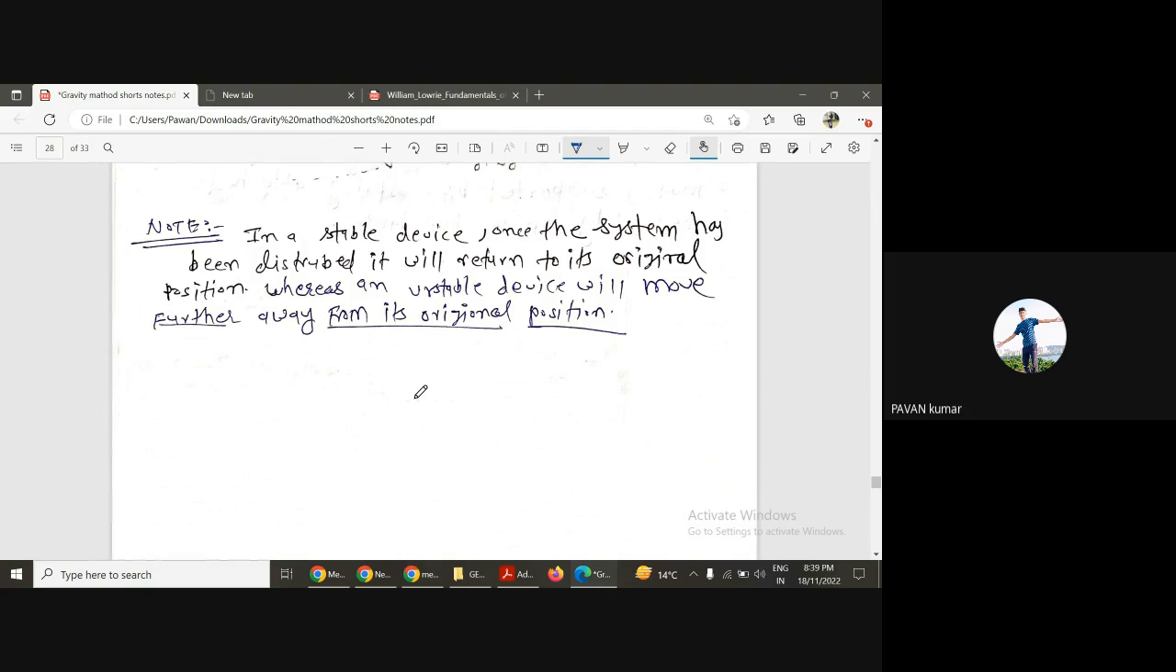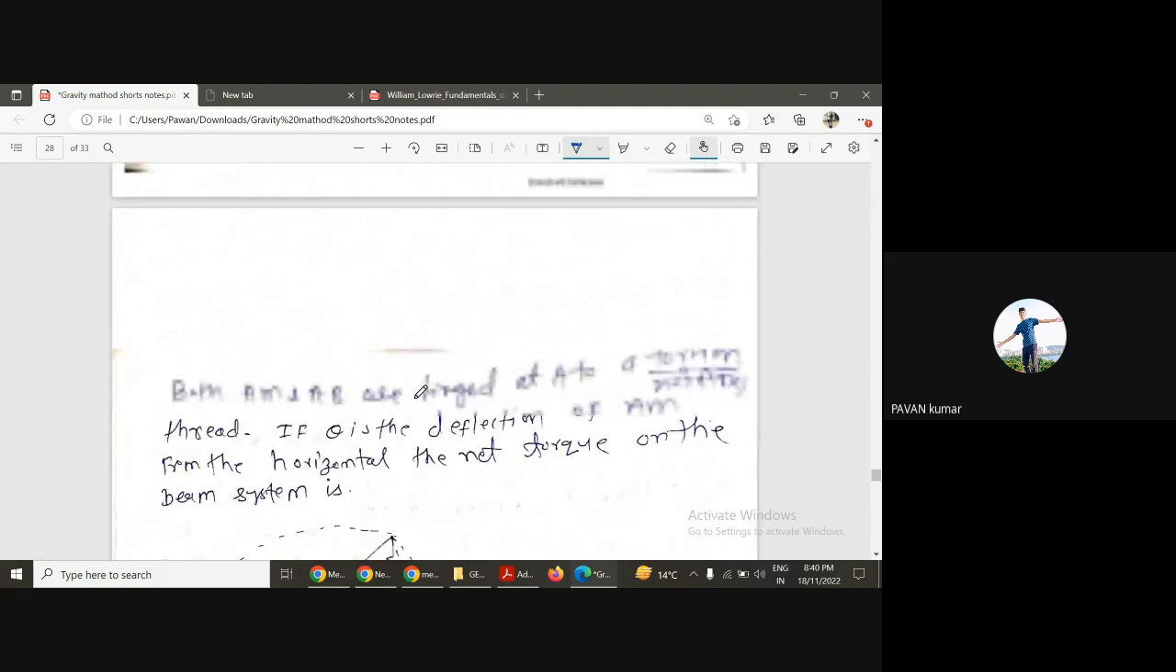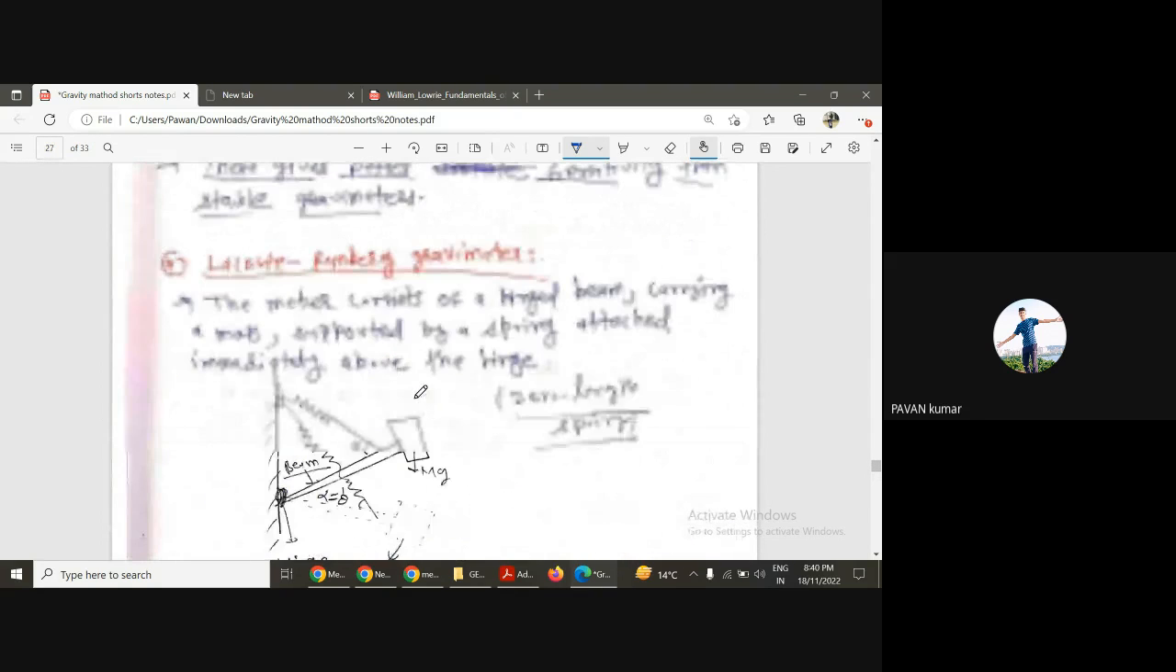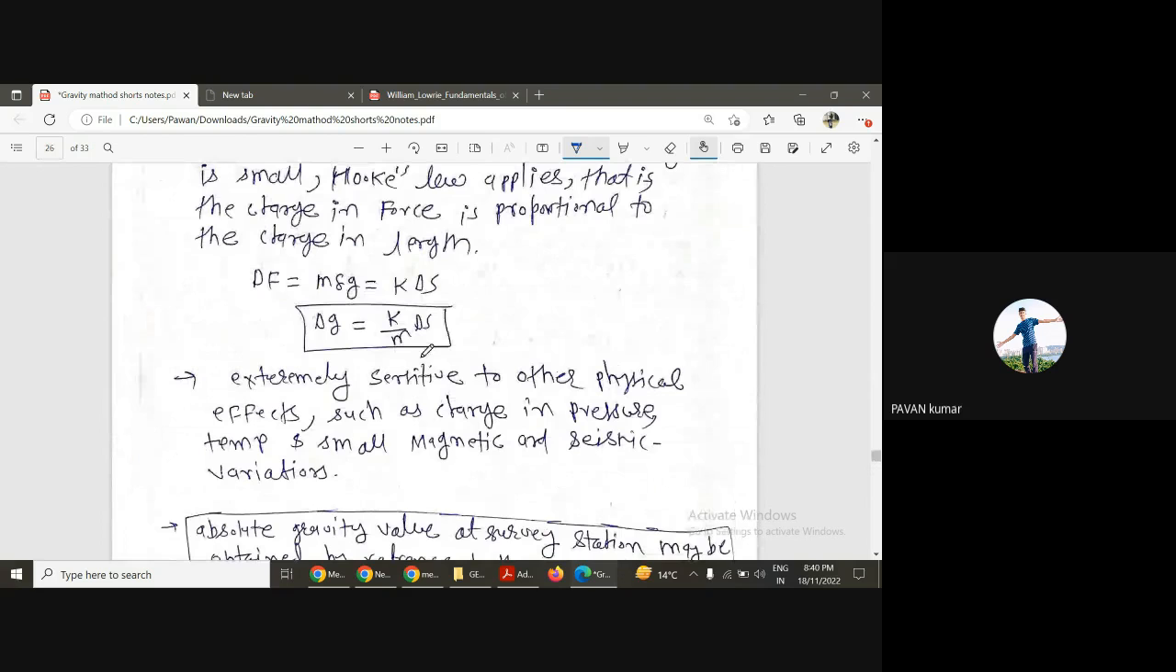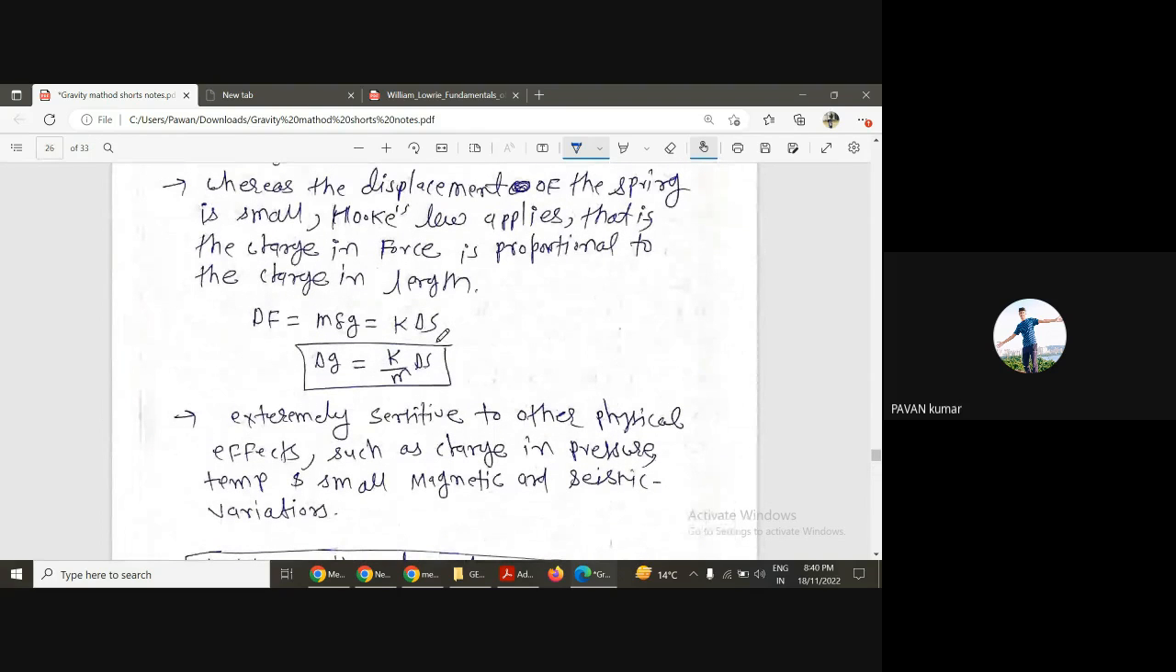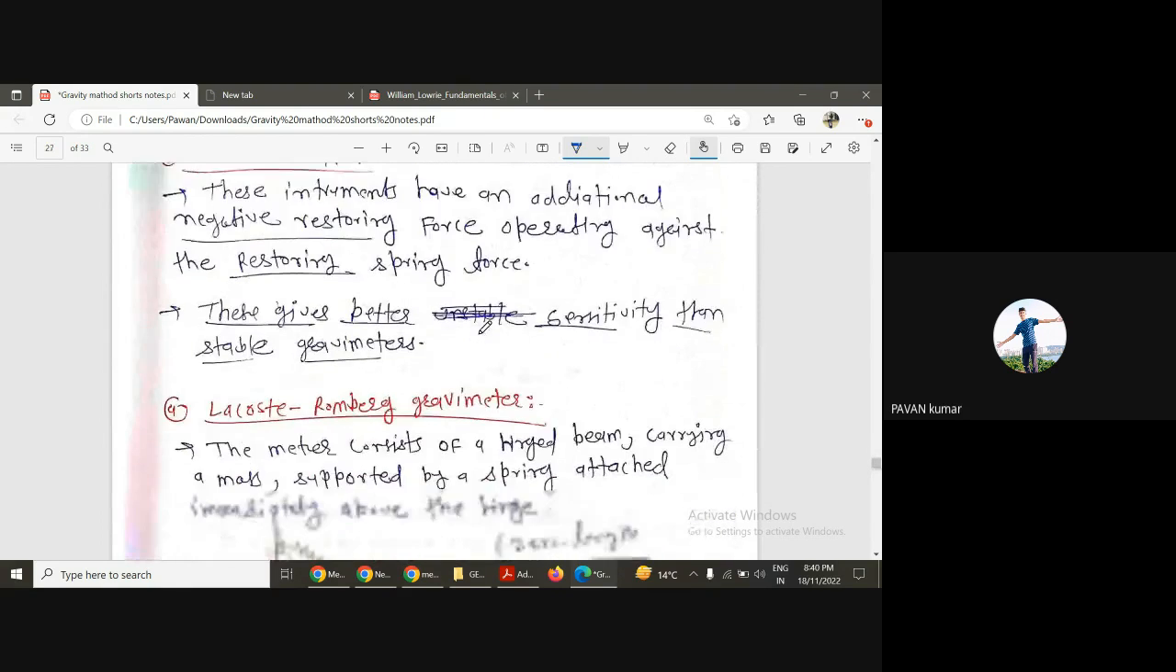But in an unstable type gravimeter, once the system goes away from the equilibrium point, it never comes back to the equilibrium point. In an unstable type gravimeter, we have an external force which is opposite to the Hooke's force. So this is the basic difference between the stable and unstable type gravimeter. The stable type gravimeter basically uses Hooke's law, and we compensate with springs, measuring the gravity difference. And in the unstable type, we use two types of gravimeter.